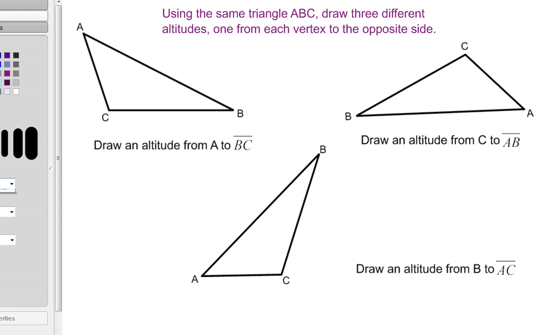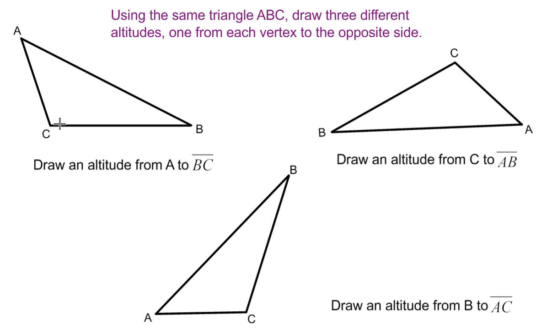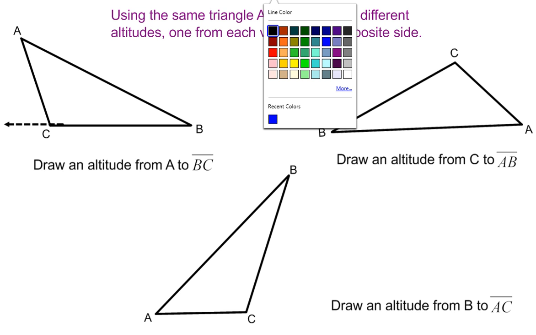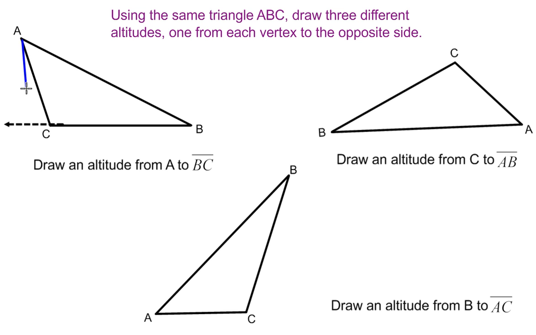What I'm going to do is extend this line, namely BC, and now I can drop an altitude. So I'm going to drop an altitude from A perpendicular to that line.